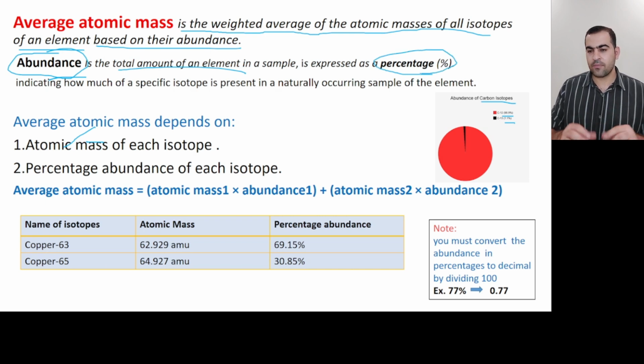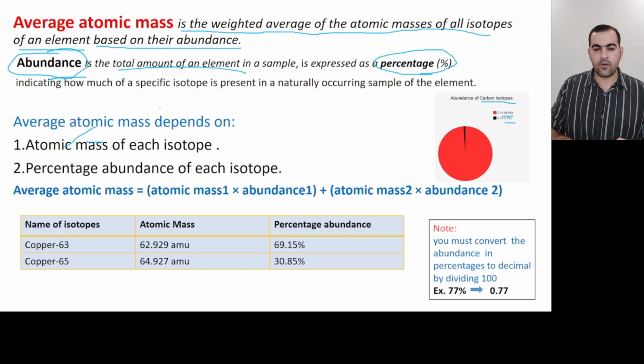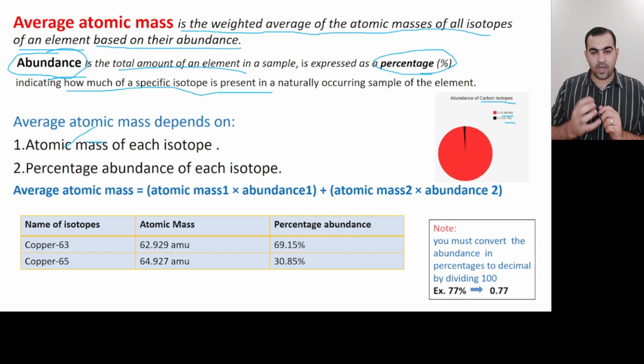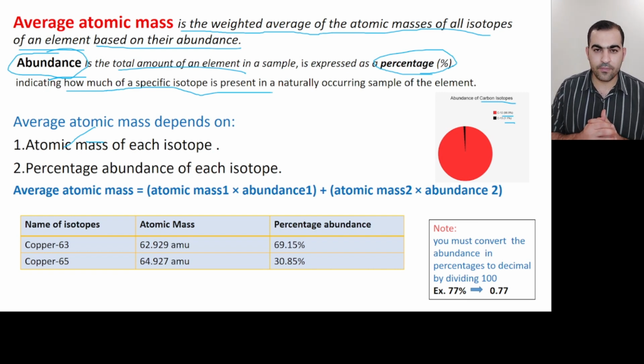Abundance indicates how much of a specific isotope is present. If we take a sample of carbon isotopes, 98.9 is carbon 12, 1.1 is carbon 13. The abundance affects the average atomic mass.